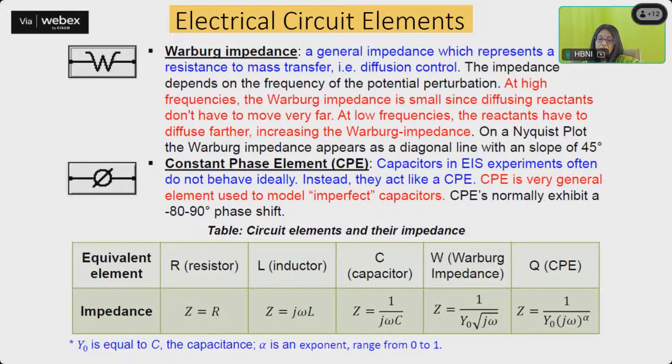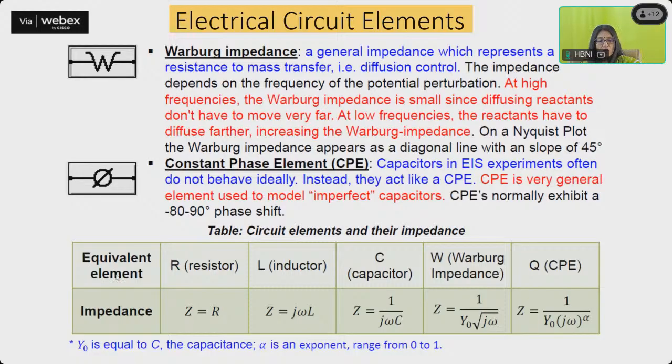And then you have something very important, which is a constant phase element. Many times this fitting you cannot do using just resistors, inductors, capacitors and Warburg impedance. What you need is a constant phase element. What is that? The capacitors you have in these EIS experiments often do not behave ideally, so they will act as a constant phase element. This is a very general term which is used for an imperfect capacitor. CPEs normally exhibit, instead of a 90-degree shift, a shift somewhere between 80 to 90 degrees. That is why it is called an imperfect capacitor.